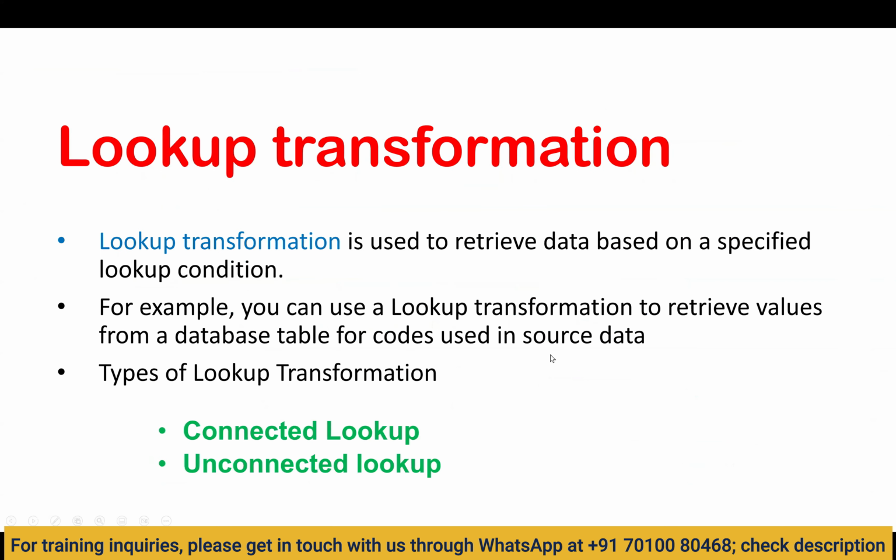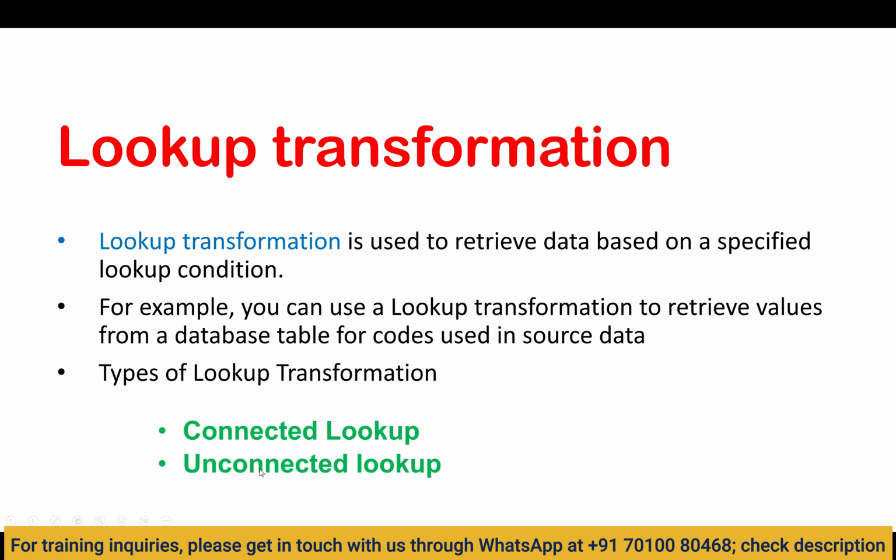So lookup transformation is used to retrieve the data based on a specified lookup condition. Based on the lookup condition, we have to retrieve the data, so we can go for lookup transformation. Lookup transformation retrieves values from a database table for a code. So we can have the code number or ID column from the source data.